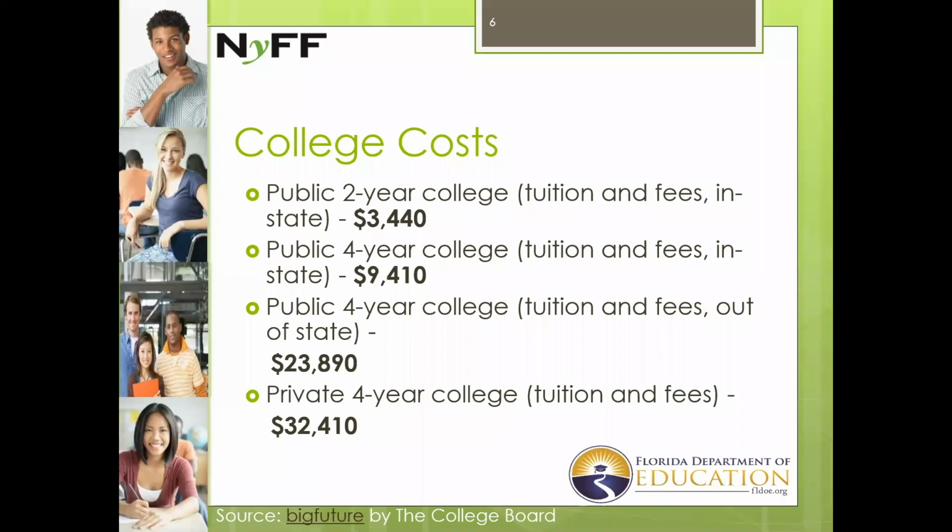If the student is attending a four-year university, tuition and fees for an in-state student is approximately $9,410 a year. A public four-year college for tuition and fees for a student who is out of state can jump up to around $23,000. And finally, for a student who chooses to go to a private college, tuition and fees could jump up even further to around $32,000 on average per academic year. The source is Bright Future by the College Board.